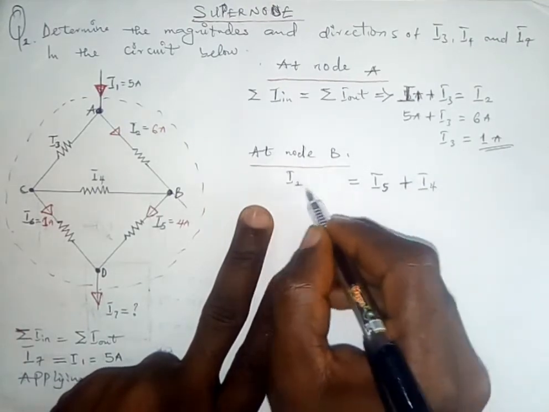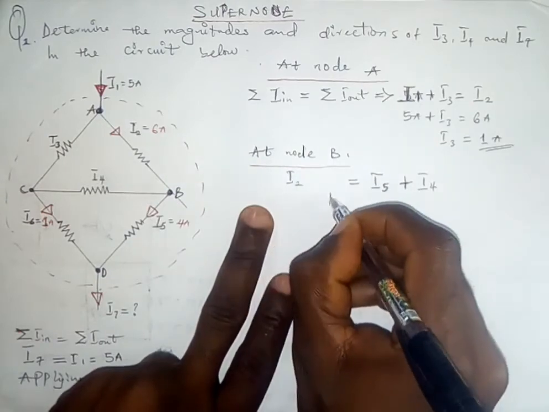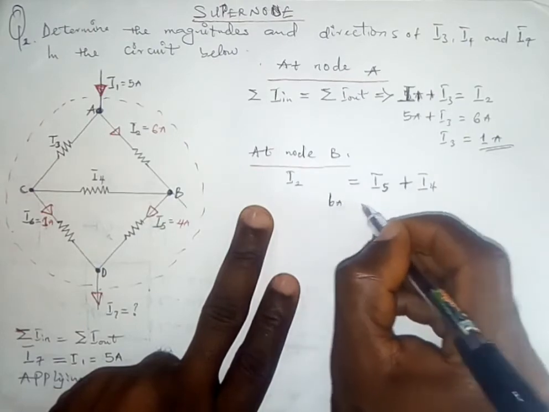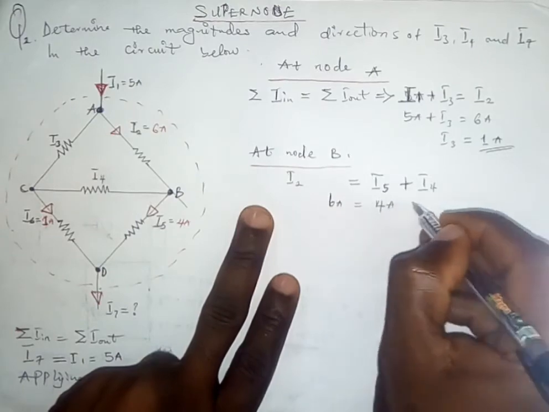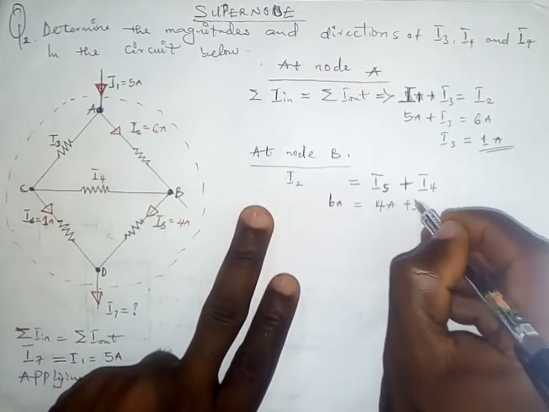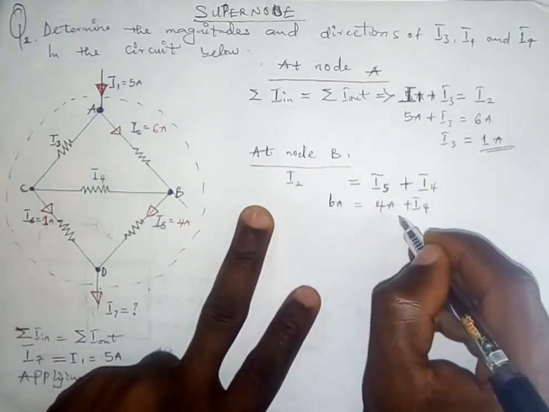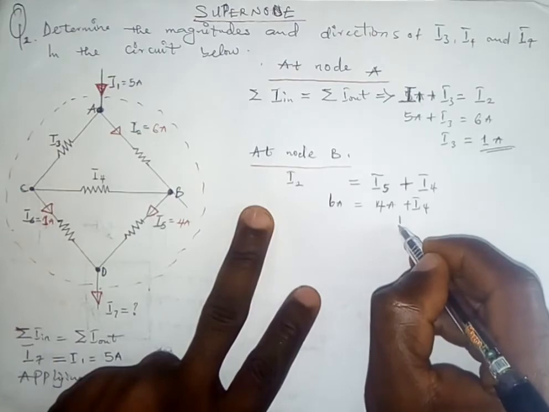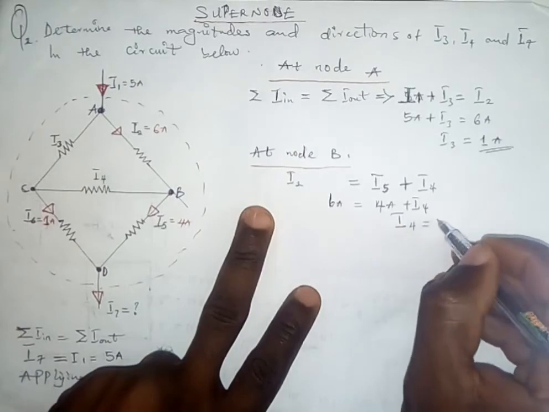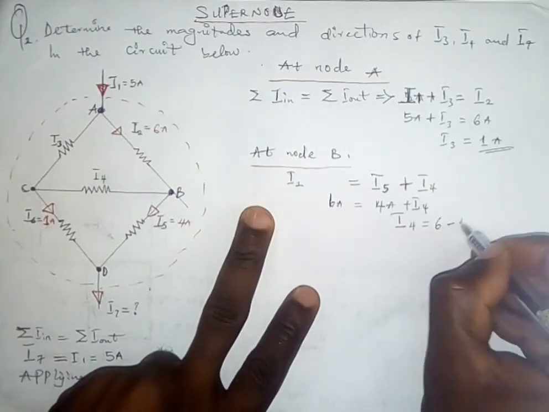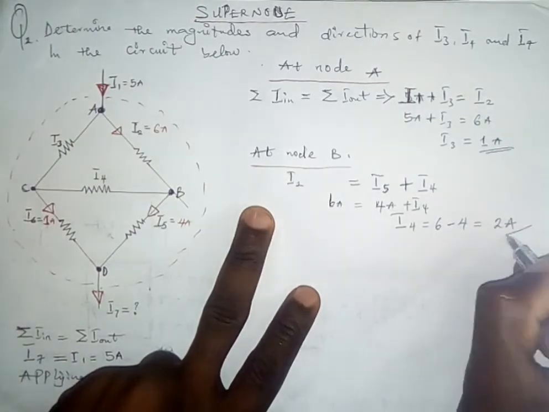So what we are going to have here alone is going to be our I1. Our I1 is I2, sorry, and our I2 is going to be 6 ampere, which is equal to I5, which is 4 ampere, plus I4. By the time we do this, we are going to transfer this onto this side. Our I4 is going to be 6 minus 4, which is going to be 2 ampere. So that will be the value of our I4.